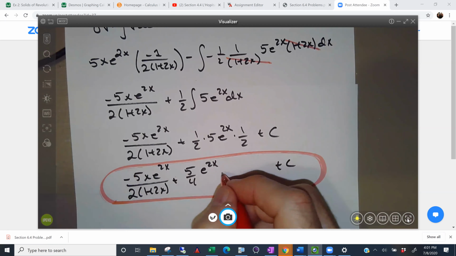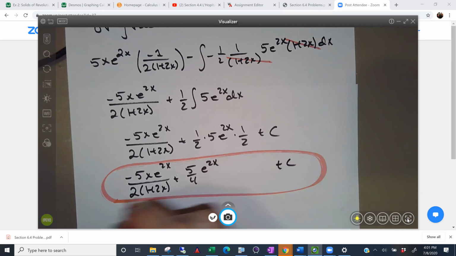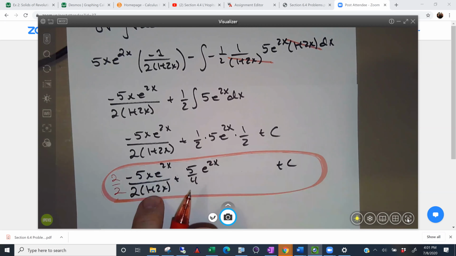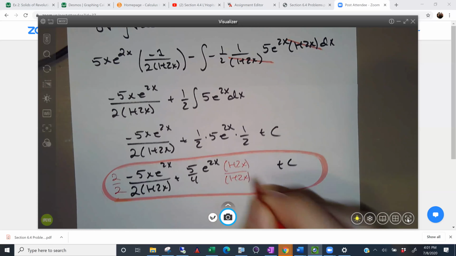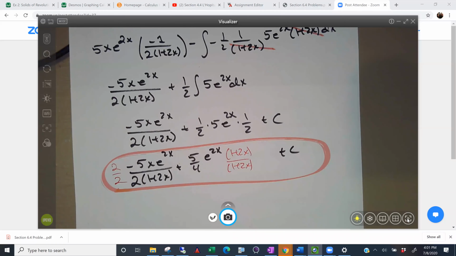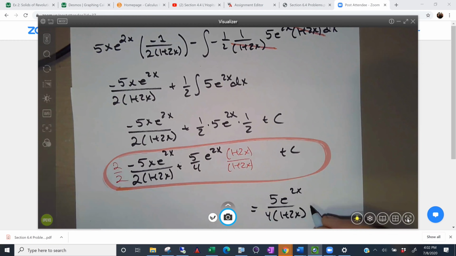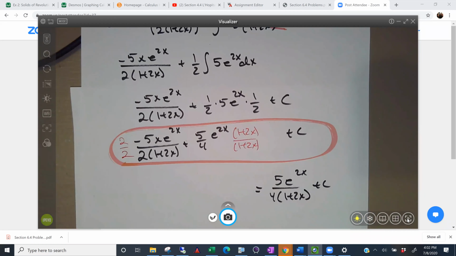What they did in WebAssign was they got a common denominator by multiplying, well, I need a 4 here, so I can multiply this by 2 over 2. I need 1 plus 2x here. I don't know how much of the nitty-gritty you want to see, but when it all simplified out, it was 5 e to the 2x over 4 times 1 plus 2x plus a constant. That's the way it ended up. Whew.